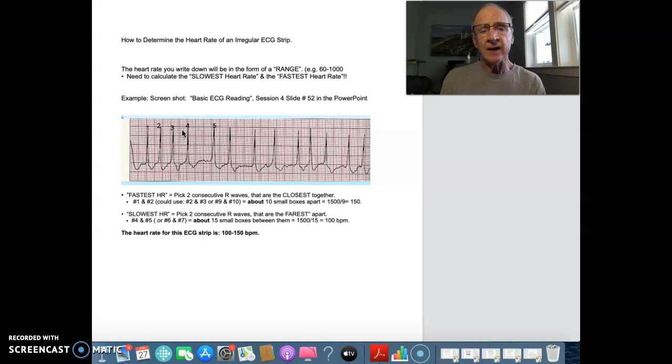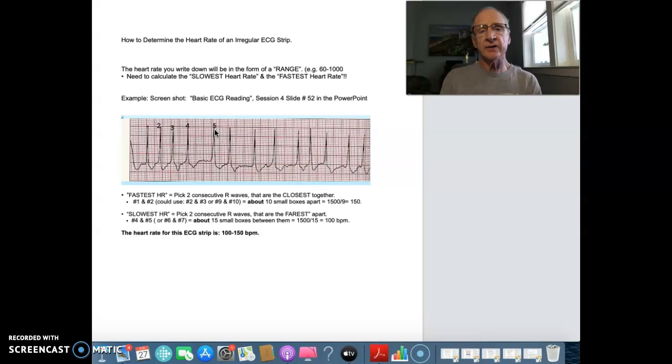Now we have to find out what's the slowest this heart's going to beat at. You do the opposite. Now you have to find two consecutive R-wave peaks that are furthest apart. 4 and 5 will fit the bill. If you count the small boxes between 4 and 5, divide that into 1500, you will find that the heart rate here is 100 beats per minute.